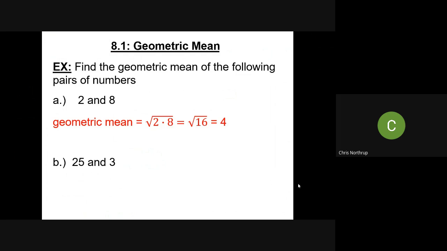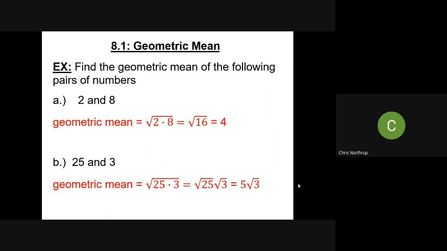For 25 and 3, multiply those together under a square root. However, we can use that one property that a product in a square root can be broken down into a product of square roots. The reason why you want to do that is because we know the square root of 25 is actually 5. So we'll rewrite that as square root 25 times square root 3. We know the square root of 25 is 5, and so 5 square root 3 is the reduced form of the geometric mean of 25 and 3.